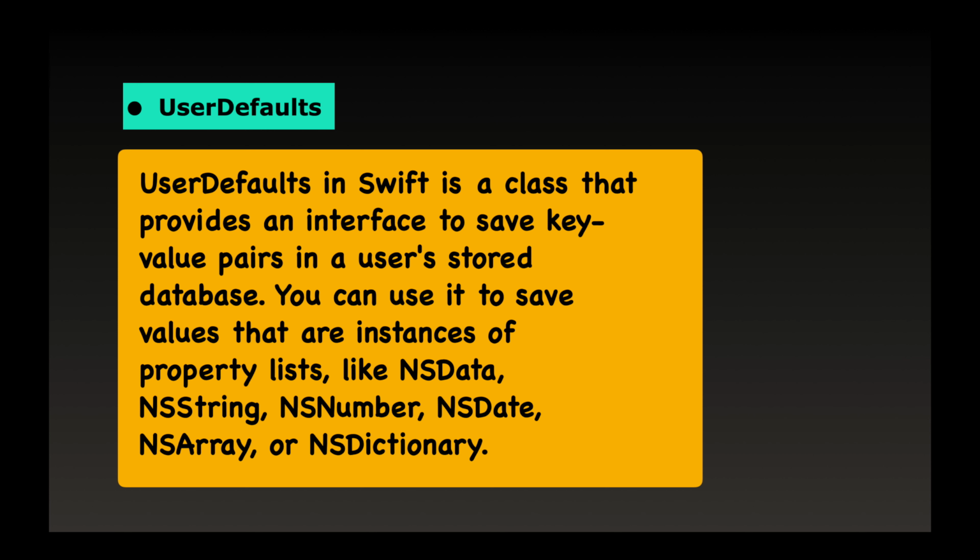We can only store a predefined list of data types: string, number, date, object and data object. You can also store array and dictionary, but you cannot store a custom class to user default in the way you store a string and a number. But yes, there is a method to store the custom class, so we are going to discuss how we can store the custom class to user default.